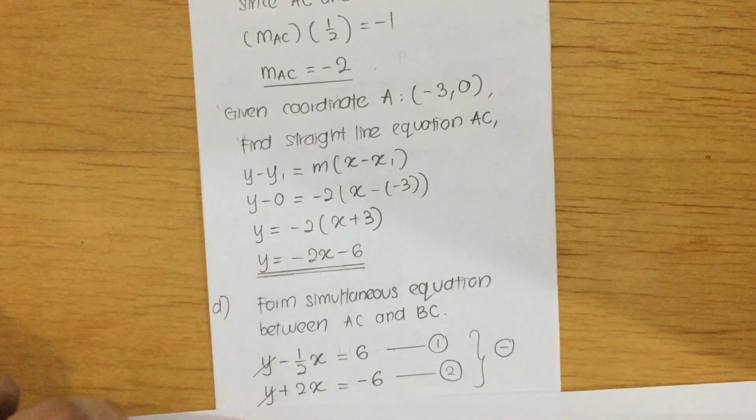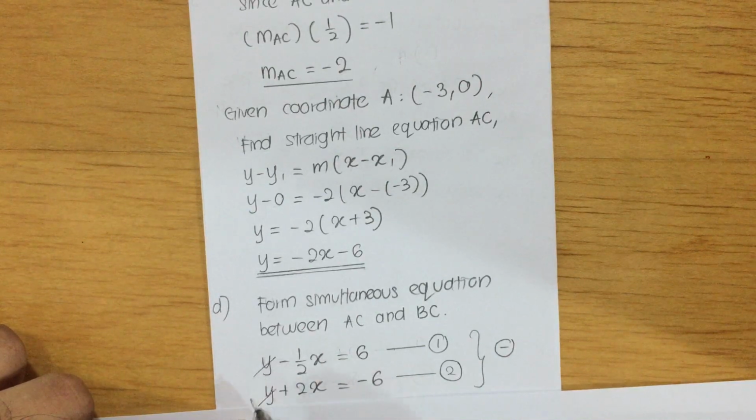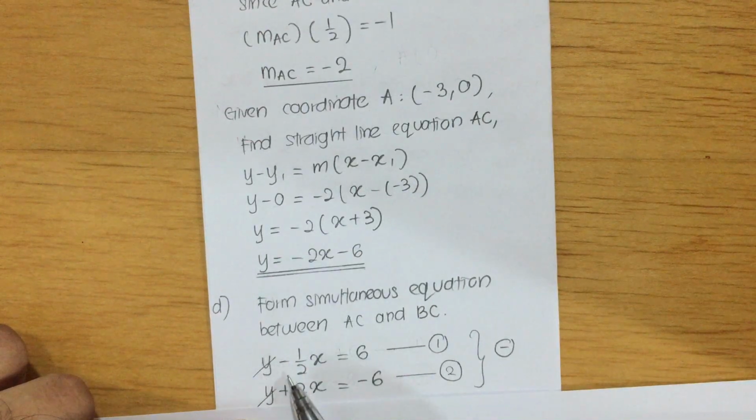So this equation we got from the equation BC, which is y equals half x plus 6. We bring the half x to the left hand side, so we get y minus 1 over 2 x equals 6, and then this equation is the AC, y equals negative 2x minus 6.